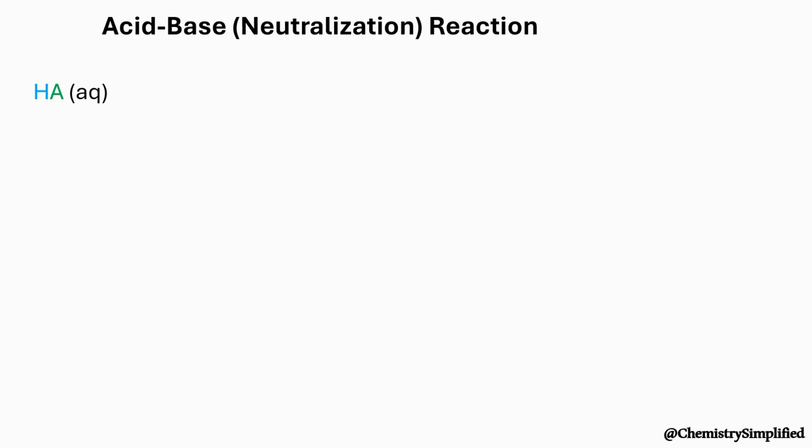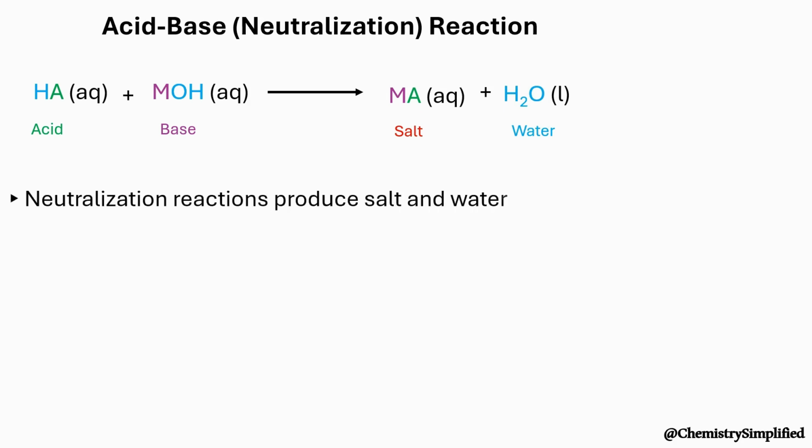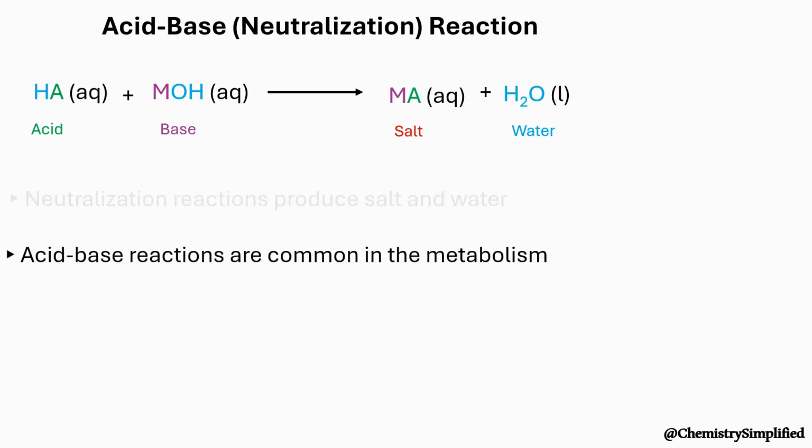So let's say we have a generic acid, HA, reacting with a generic base, MOH, and the end result is a salt, which in this case is MA, plus water. So as we already said, neutralization reactions produce salt and water, and this type of reaction, acid-base reactions, are common in metabolism.